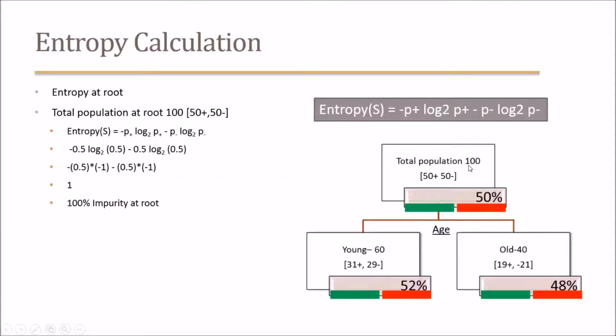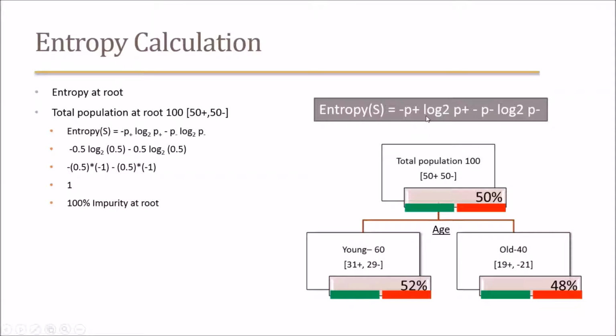There are 100 customers at the root level, and then we divided them into two groups, young and old. Young has 60 customers, there are 40 old customers. At the root there is a 50% positive, 50% negative. Obviously there is a lot of impurity, in fact highest impurity here. There is no real information here, 50-50 chances. But let's calculate entropy at the root.